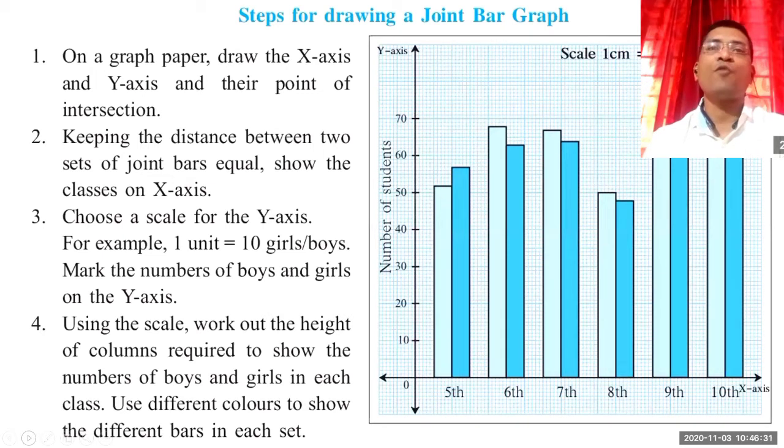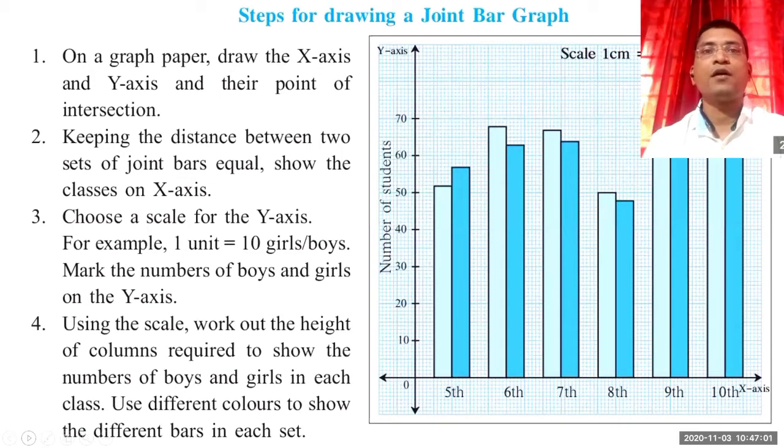Now look at the second point. After drawing the x-axis and y-axis on graph paper, keeping the distance between two sets of joint bars equal, show the classes on the x-axis. The distance between joint bars should be equal, not less, not more.